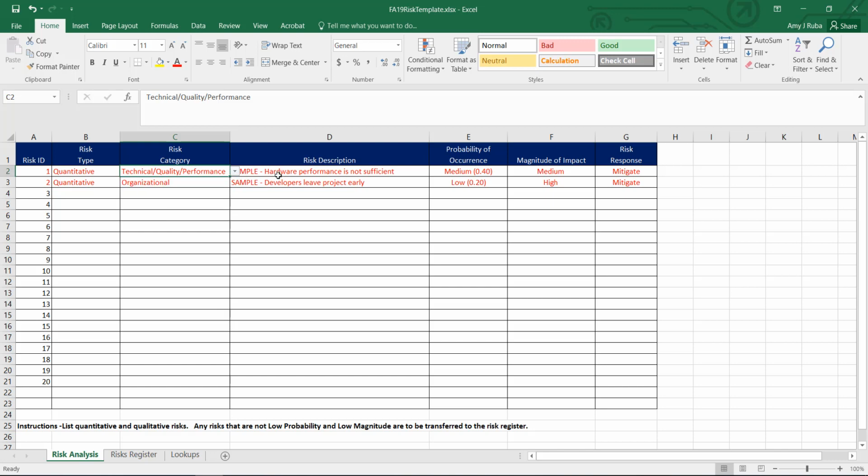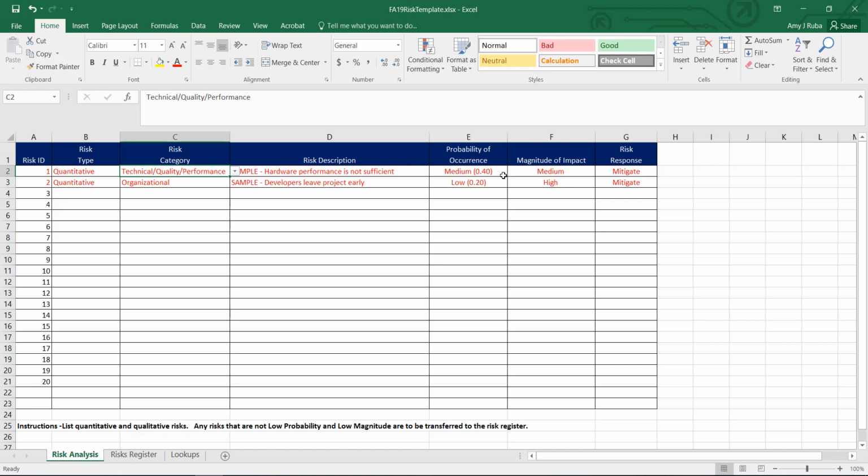You will also need to provide a risk description. Please be clear in the description of your risks so that all those that are viewing the risk analysis can fully understand what the risk is. For example, don't just put weather as your risk description, but rather include what type of weather is included in the risk. You will also specify a probability of occurrence. This is the probability that the risk will actually take place, as well as a magnitude of impact. If the risk does occur, what is the magnitude of the risk?